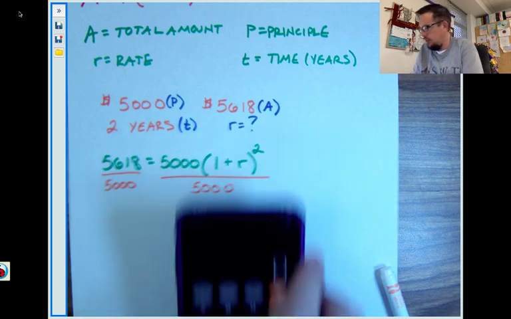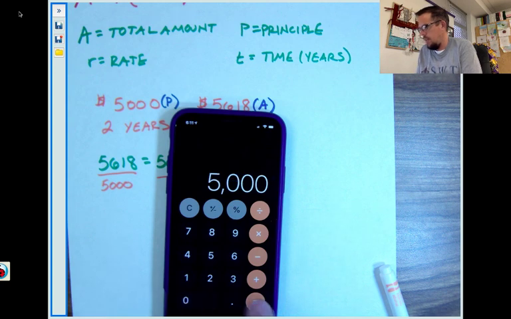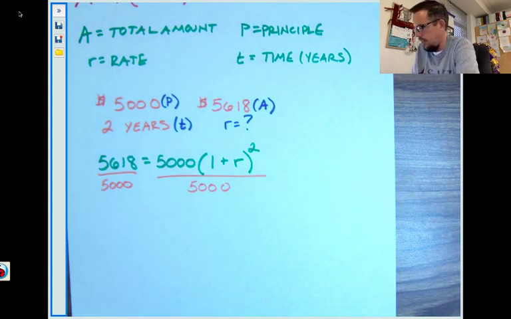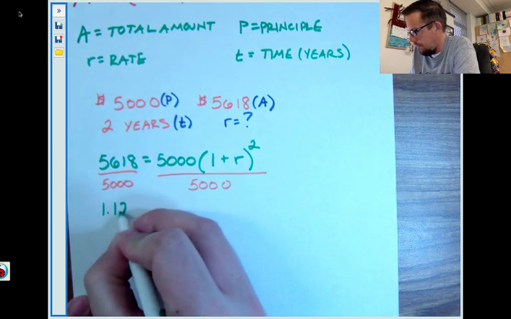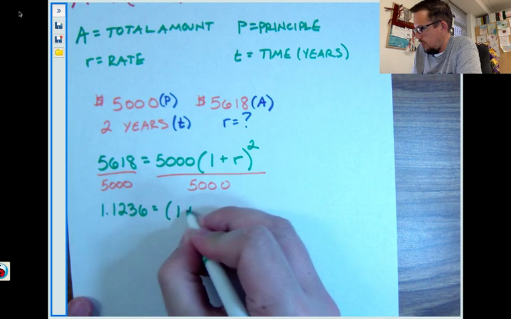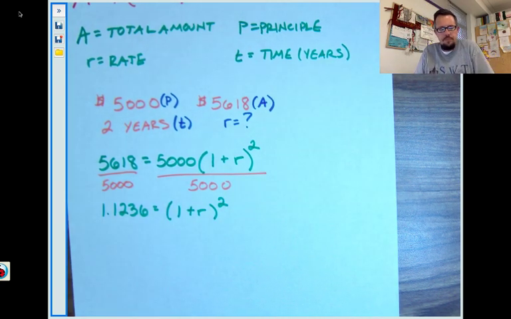So I'm going to go to my trusty phone. 5618 divided by 5,000. 1.1236 says my calculator. Equals 1 plus r squared. Okay? Now I'm going to square root it.